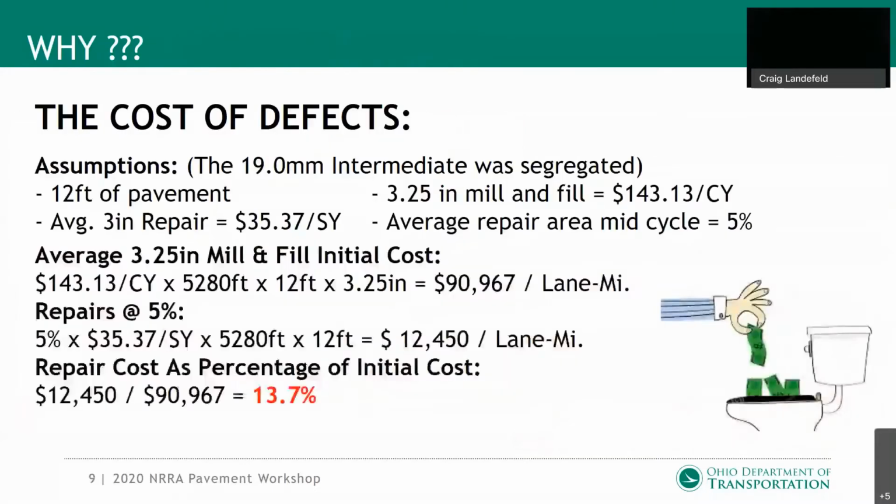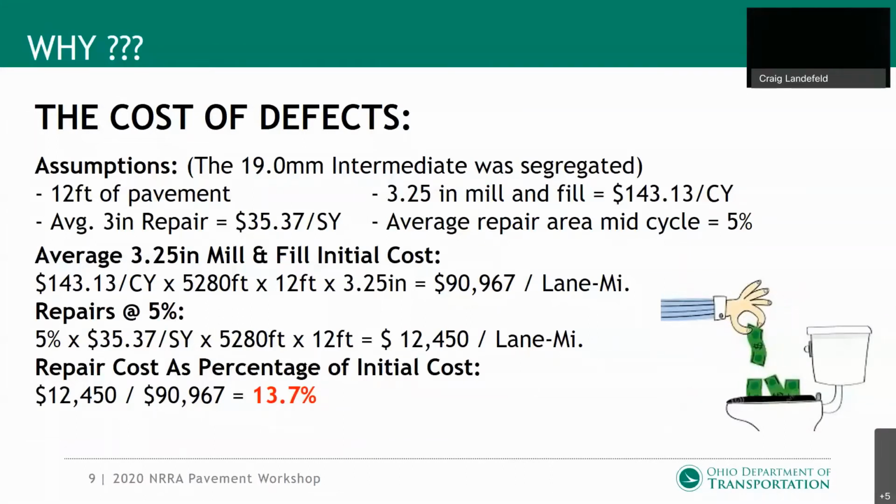So as we look at the cost of some of these defects, we look at some of our 19 millimeter mixes, and this was just an example that I'd put together looking into some of the cost of repairs for the Ohio DOT. Our average repair mid-cycle of our pavements is right around 5% of the pavement area statewide. So from the time we resurface a pavement until it's ready to hit another resurfacing cycle, we repair about 5% of that area.